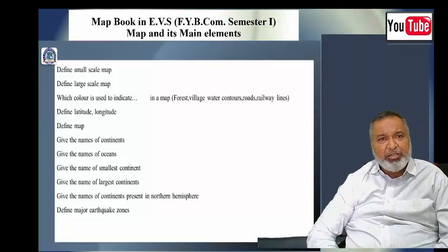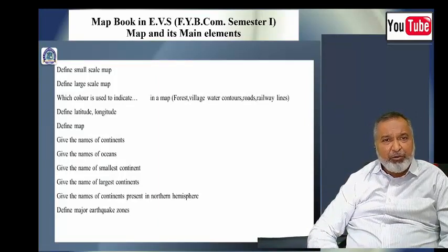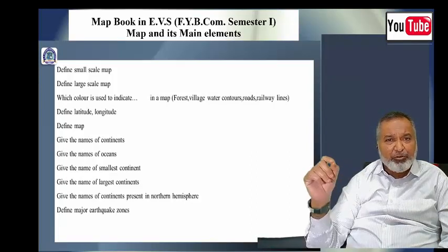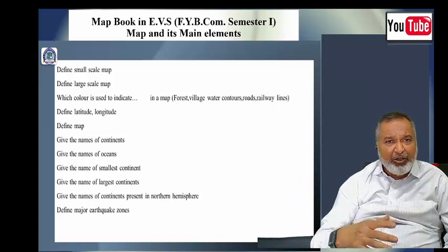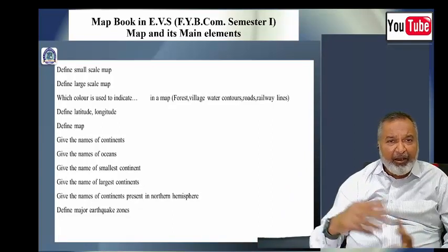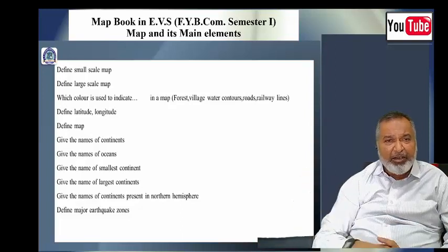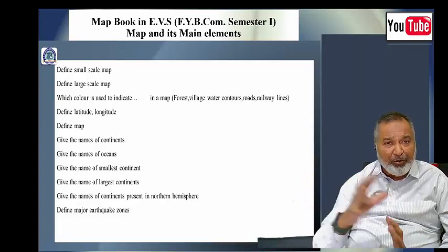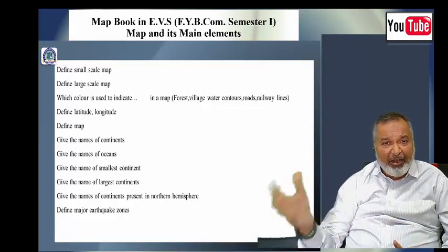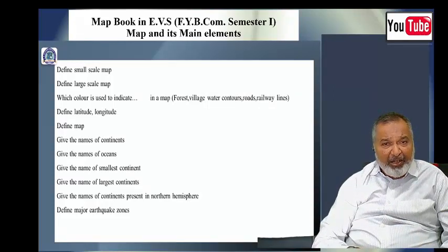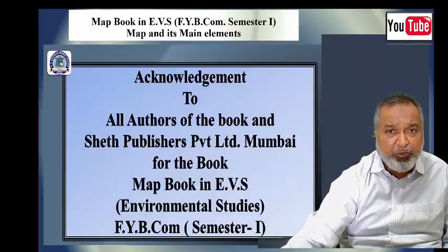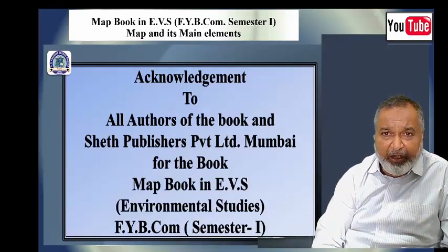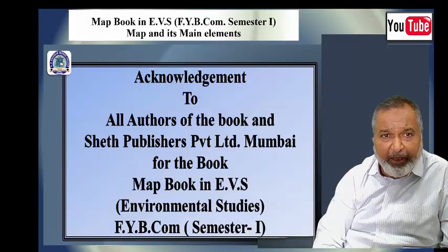Some questions have been prepared, so these types of questions we are going to ask you in your paper: define small scale, define large scale map, what color is used to indicate forest, village, water, road, railways, define latitudes, longitude, define map, give the names of the continents or mark the different continents, name the oceans or mark the oceans, name the smallest continent, name the largest continent, name the continents present in the northern hemisphere, give the names of those present in the south, and the major earthquake zone areas.